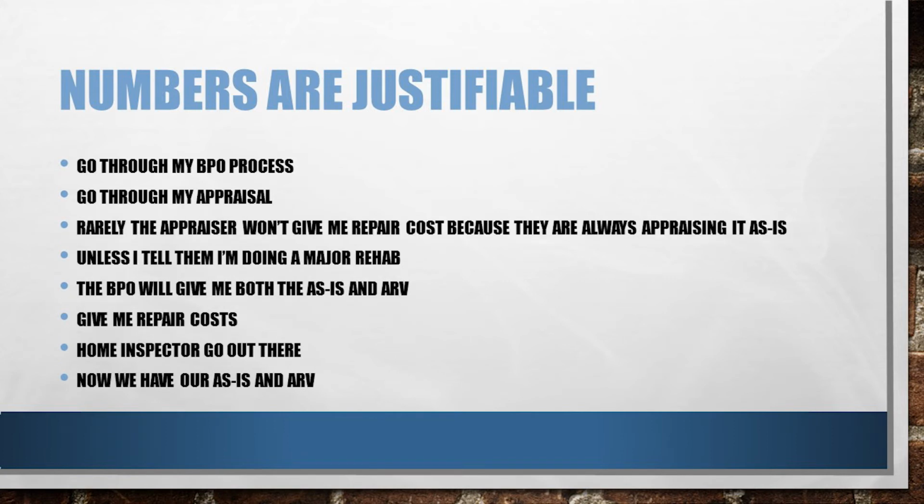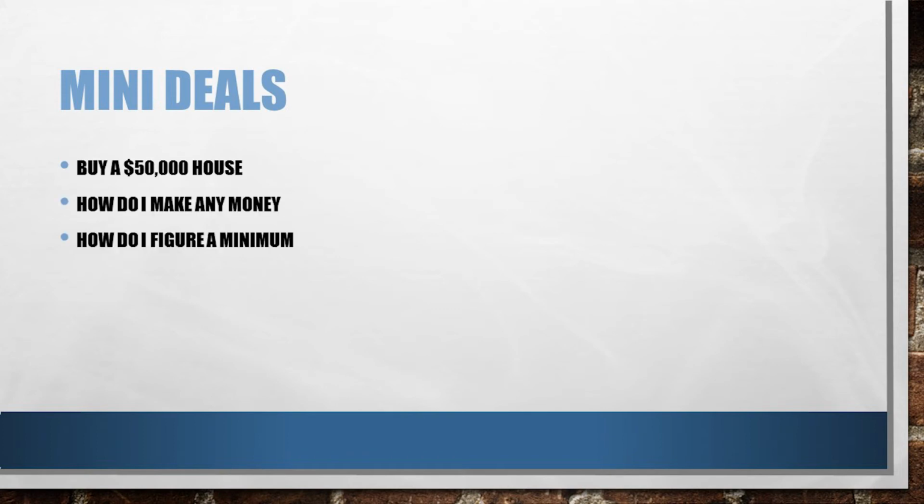So now we have our as-is, we have our ARV. We figure our 65 cents on our as-is. Some people are going to say, but Mike, there's some mini deals out there. If I buy a $50,000 house, how do I make any money on that? How do I figure a minimum? That's a very important question.